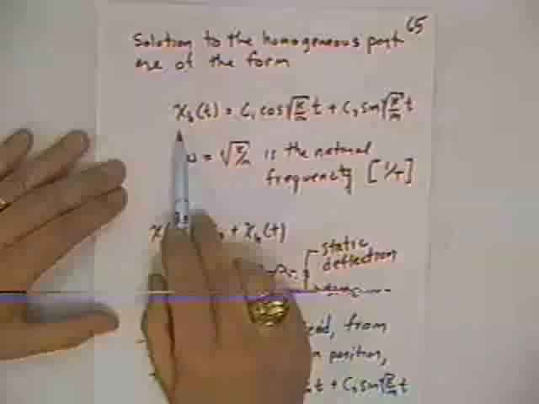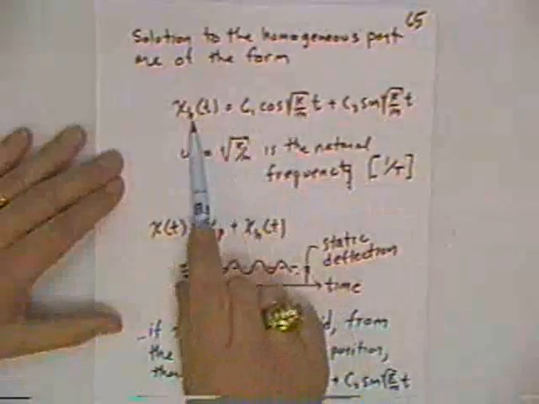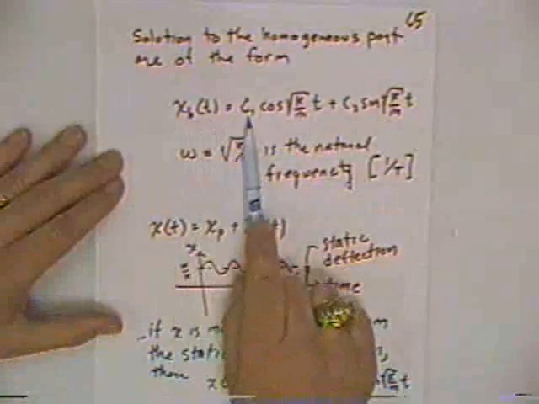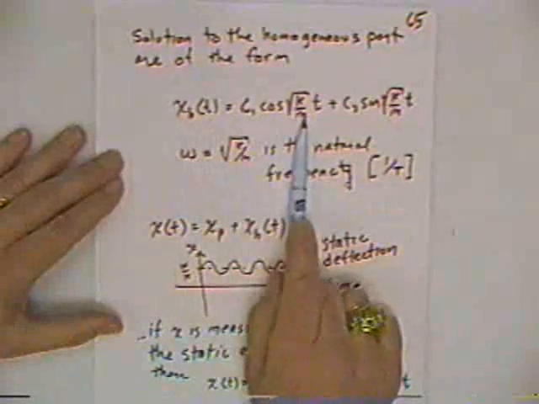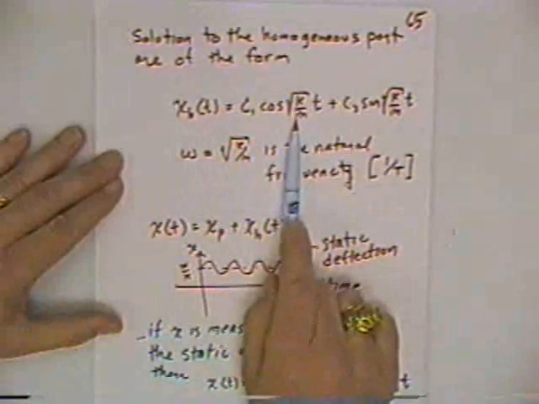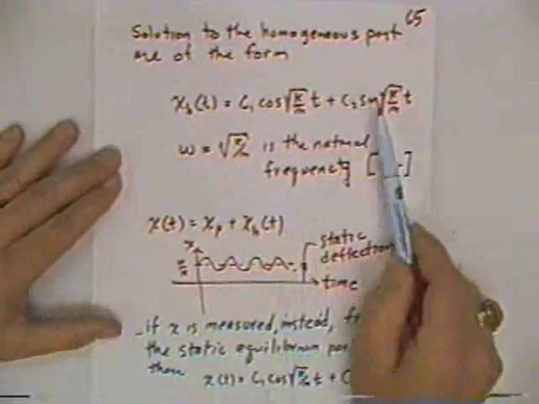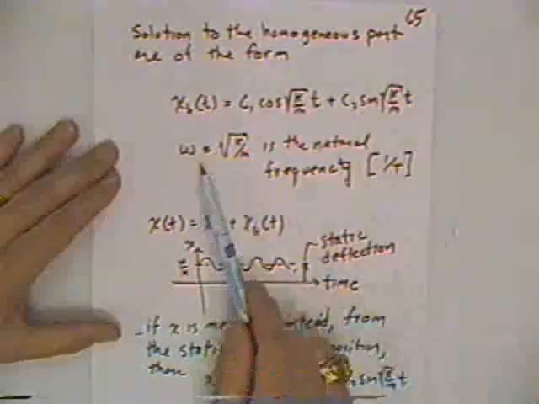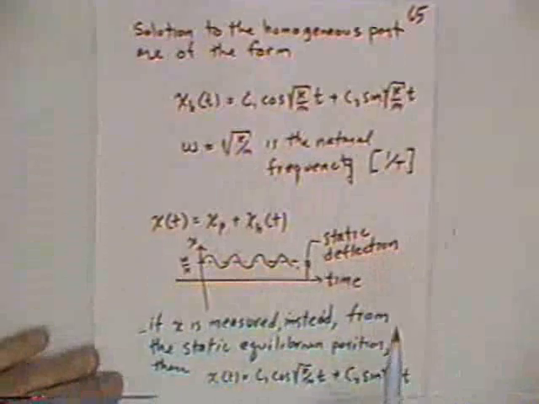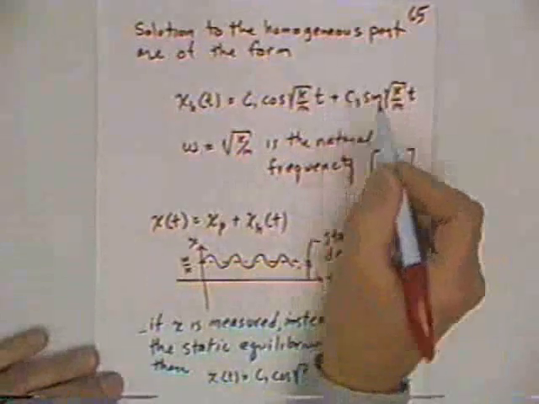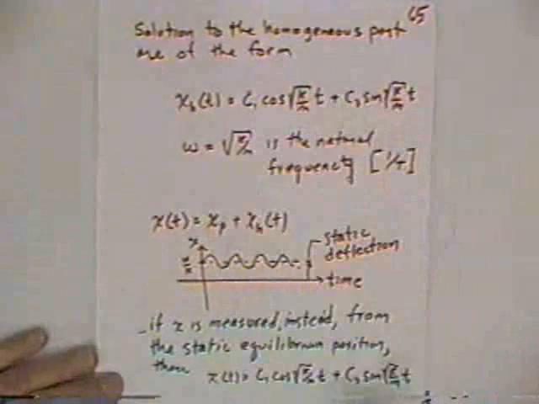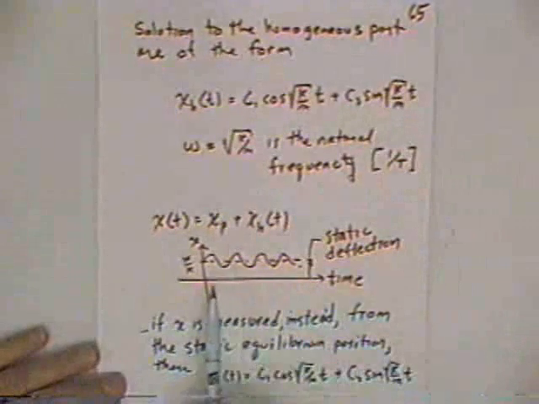Solutions to the homogeneous part, the part with the 0 right-hand side, the equation of a free vibration, are of this form. X of t is C1 times a cosine of the natural frequency, omega, times time, plus C2 times a sine of natural frequency, omega, times time. Notice you got these two constants in here. We'll talk about how you might get those in a moment.